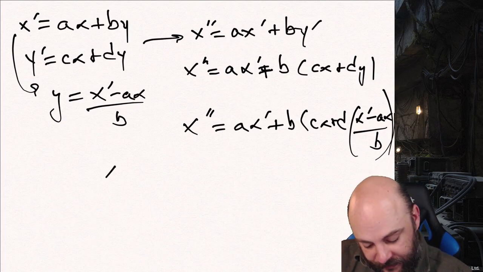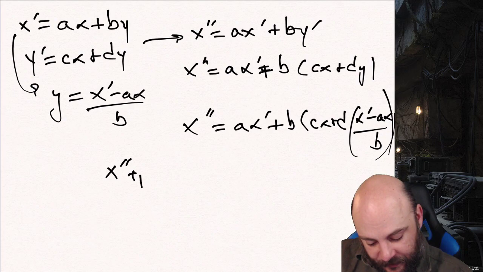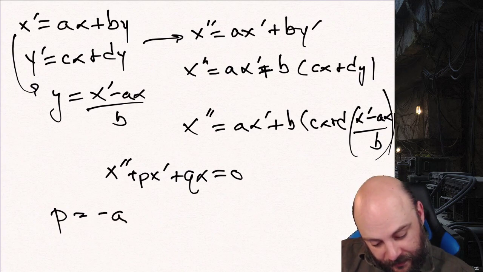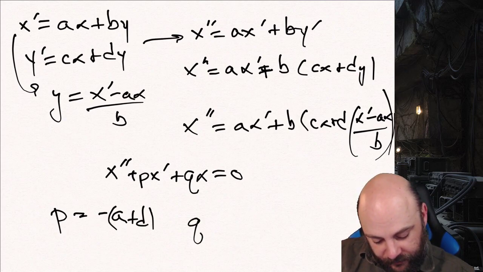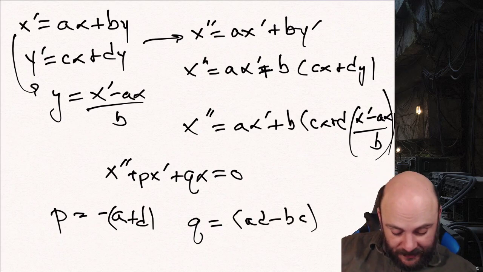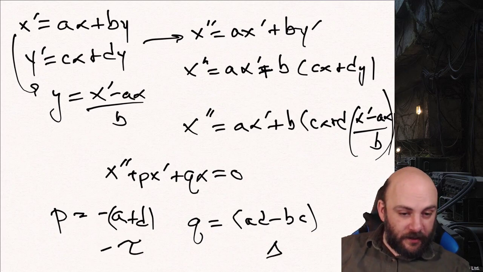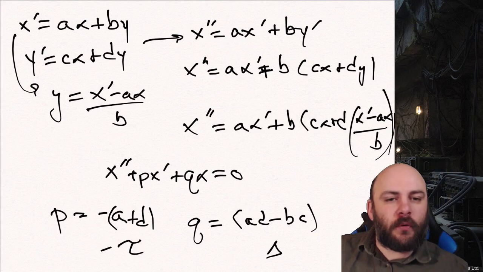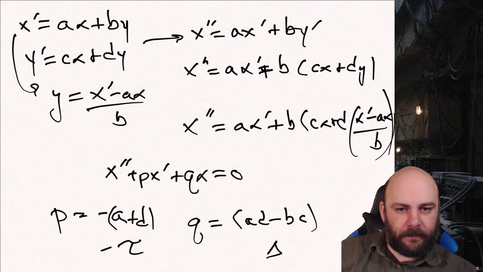Basically what we'd get is x double prime plus p x prime plus q x equals 0, where p is equivalent to negative a plus d, and q is equivalent to ad minus bc. Do we recognize these guys as negative trace and determinant? We should, because we already did this stuff. I don't want you to have to do this every time. I want you to work with the matrices.